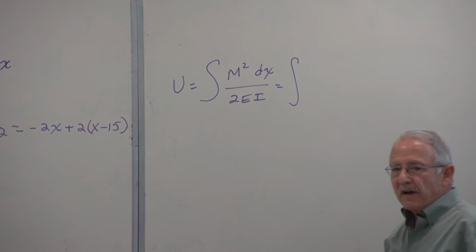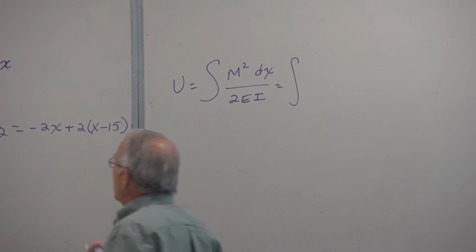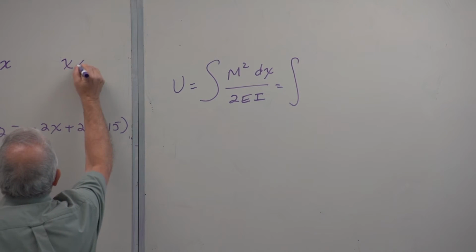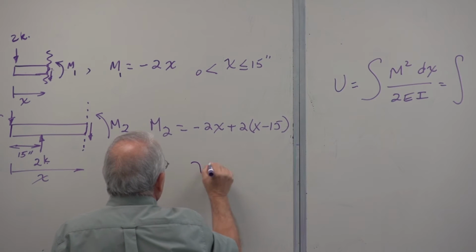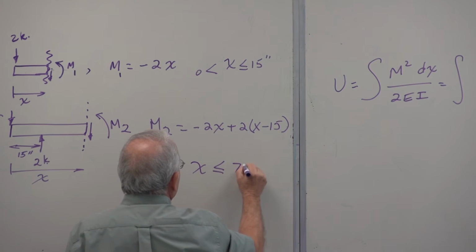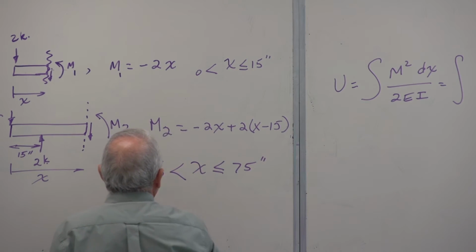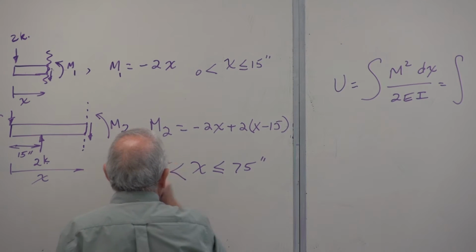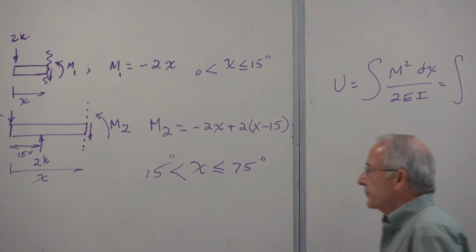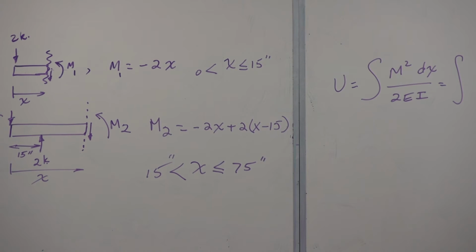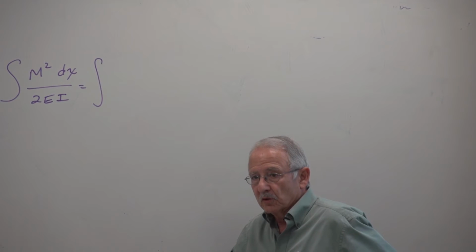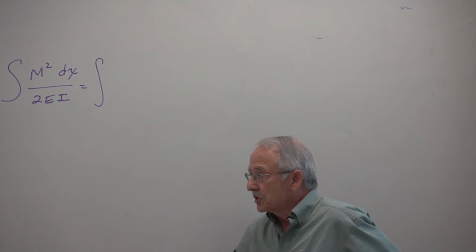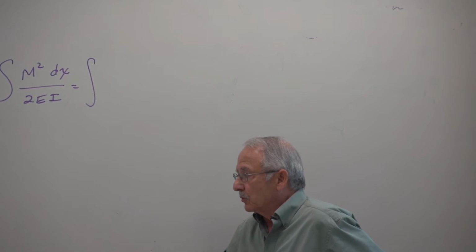The first moment is valid, we should write that as well. This is valid for x less than or equal to 15 inches and greater than 0. This is valid for x less than or equal to 75 inches and greater than 15 inches. If there is anything you don't understand, please let me know, because we need to get this straight from these simple problems so that when you get to a somewhat more complicated problem, you will be comfortable.